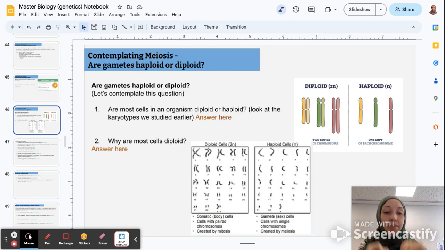perhaps different alleles. Okay? Most cells in the body are diploid. So somatic cells are diploid. Our haploid cells would be our gametes.